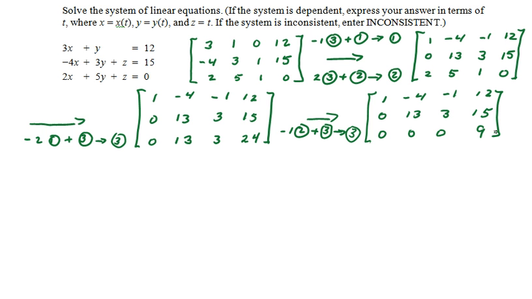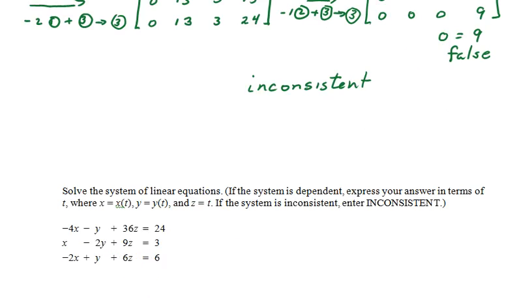The last row translates to the equation that 0 equals 9. And that is false. Therefore, the third equation has no solutions, and the system itself has no solutions. And so this system is inconsistent. We'll go to the next example.